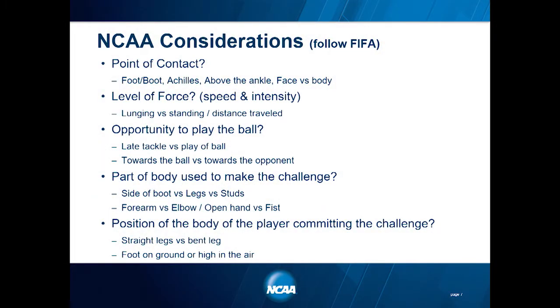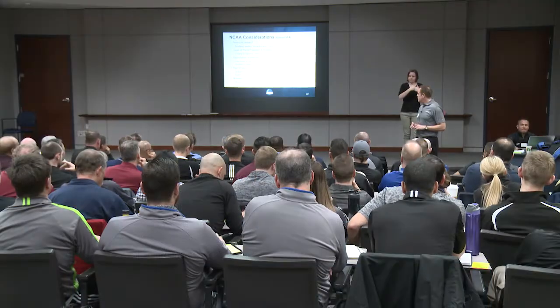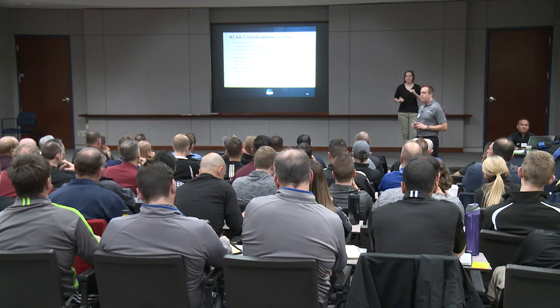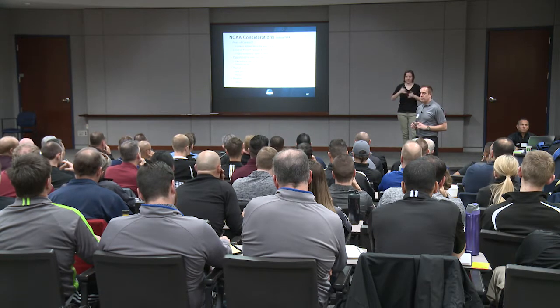So Kermit had a great lead-in here, and I won't spend a whole lot of time here since Kermit did such a great job on it, but we do want to begin to speak the language of the FIFA considerations when we're determining foul severity, punishment, and whatnot. So point of contact, the level of force, speed and intensity. Does the player have an opportunity to play the ball? Part of the body that is used to make a challenge, and position of the body of the player committing the challenge.